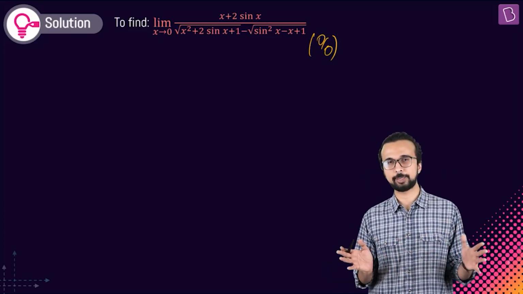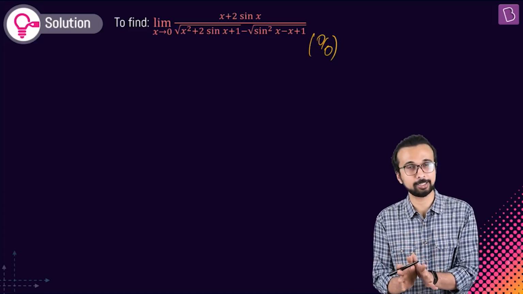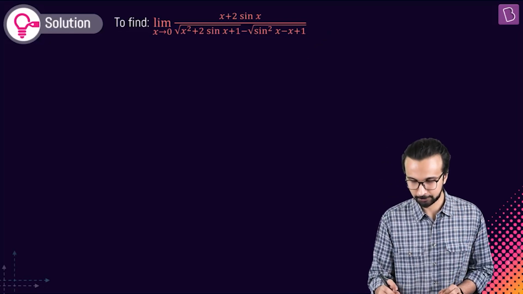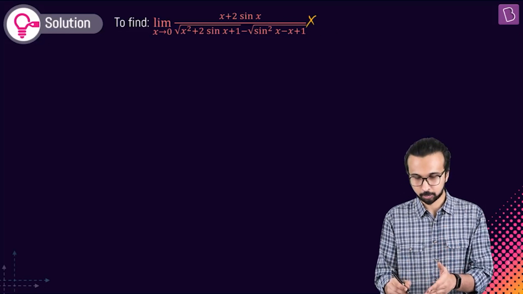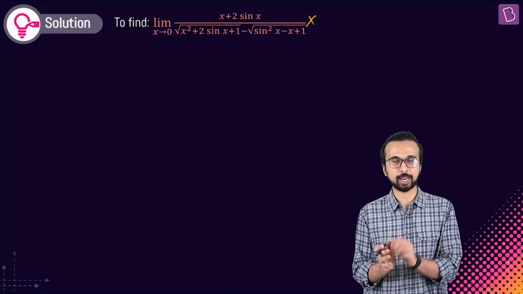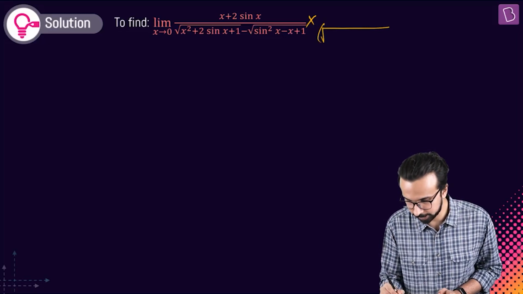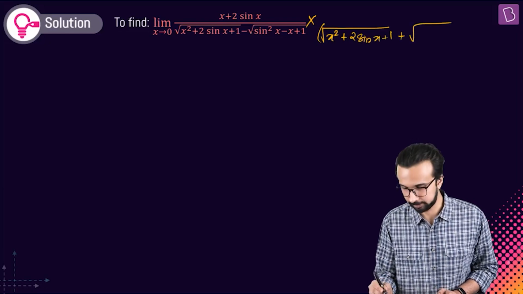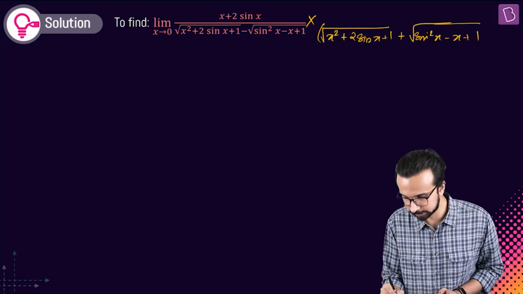Now to get rid of 0 by 0 situations, what can we try in this context? When you see the denominator, there are 2 square root signs. Please think of one thing: rationalizing. So when we rationalize, what will this look like? We have root of something minus root of something in the denominator. I will write that as a minus b. To rationalize that, I will multiply it with the corresponding a plus b, where a is root of x square plus 2 sin x plus 1, and b is root of sin square x minus x plus 1.